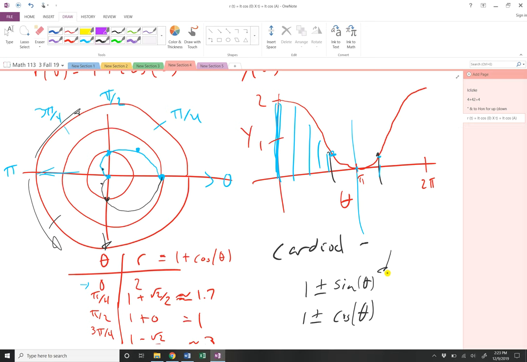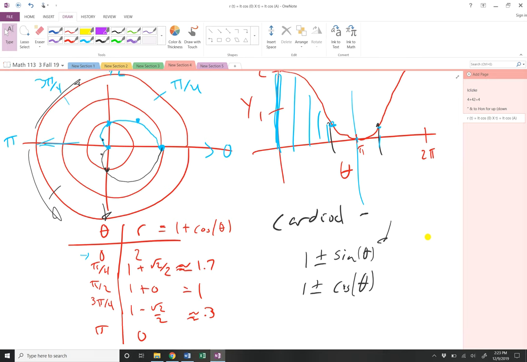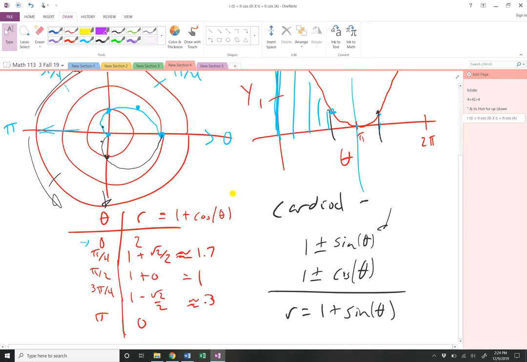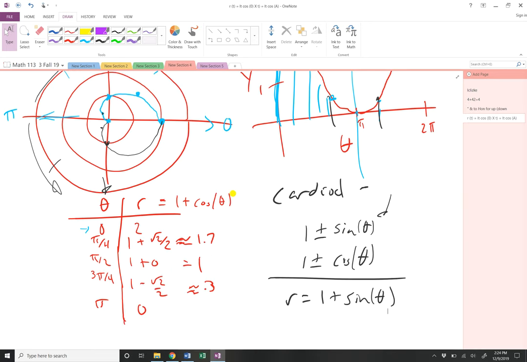So now that we've done that much, what will r equals 1 plus sine of theta look like? You don't have to start graphing it if you don't want to, but if you can start thinking about how the graph of 1 plus cosine theta will change if it's 1 plus sine of theta, that might be able to help you out a lot. So think about that.